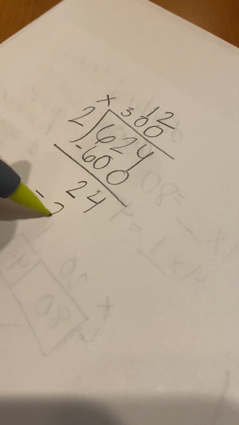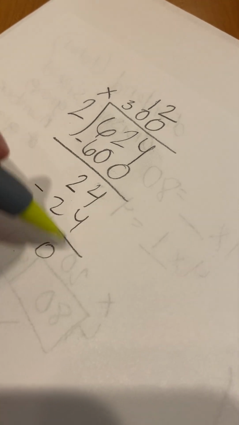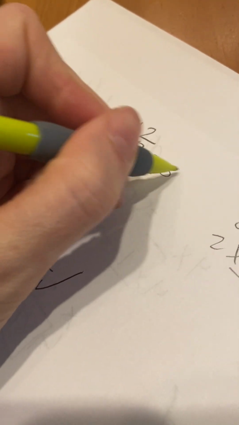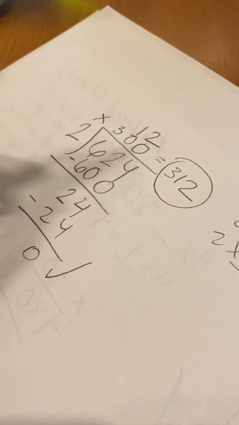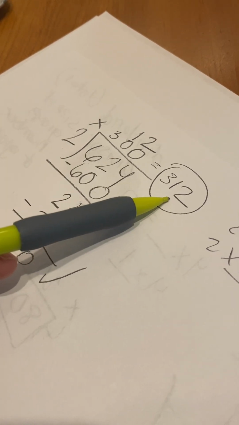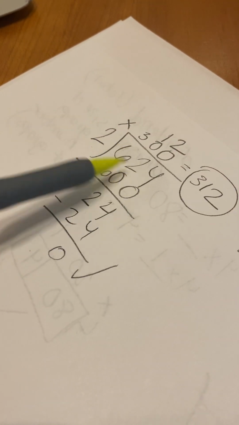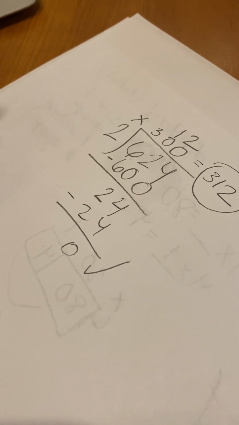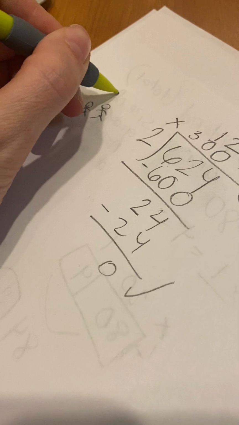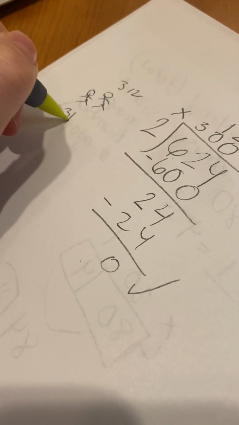Subtract the answer. Well, would you look there? There's no remainder. Add the top. There's your answer. 624 divided by 2 is going to get me 312. If I had $624 and I wanted to give it to 2 people evenly, they would each get $312.